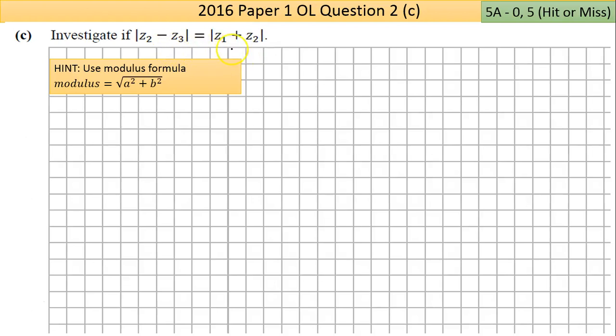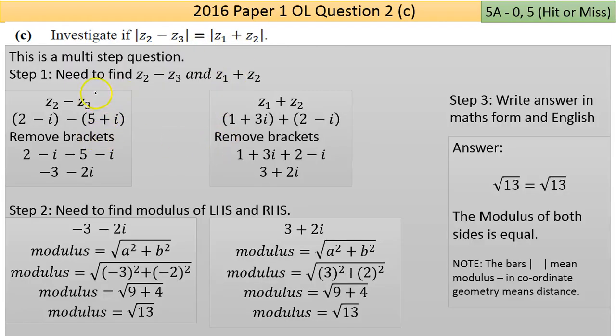So this is a fairly long-winded question. Let me go straight to the answer, you'll see why I say that. Okay, so I've broken it down into the first bit here, where I'm just calculating what the complex number Z2 minus Z3 is.